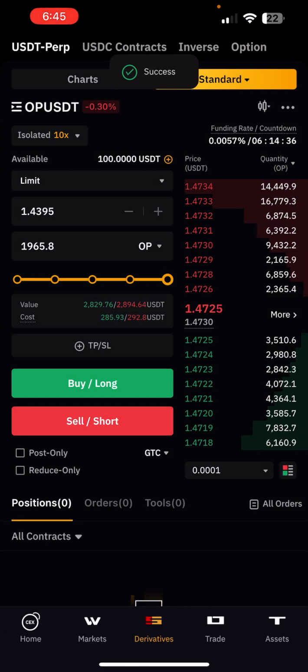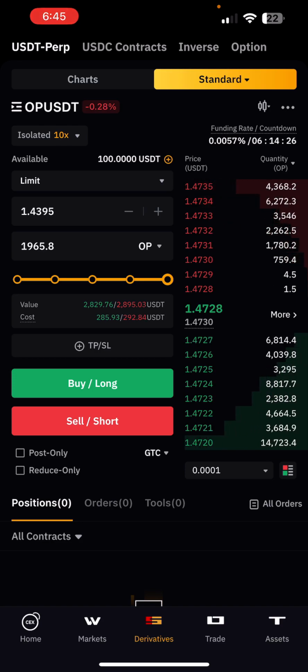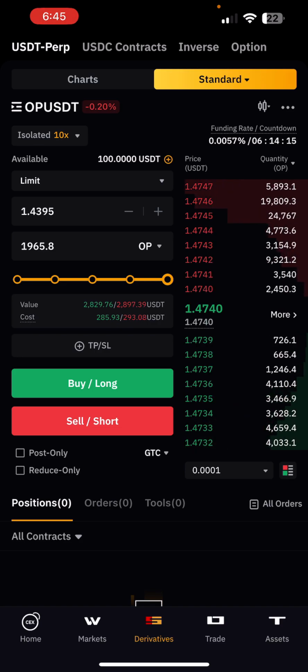So this is where you adjust your leverage. Mind you, don't over leverage, because I've already stated that the higher your leverage, the higher the risk. The lower your leverage, the lower the risk. As you can see, I've chosen 10x leverage. Now you see they wrote TP and SL. So this is where you input your what? Your take profit. TP means take profit, while SL means stop loss.